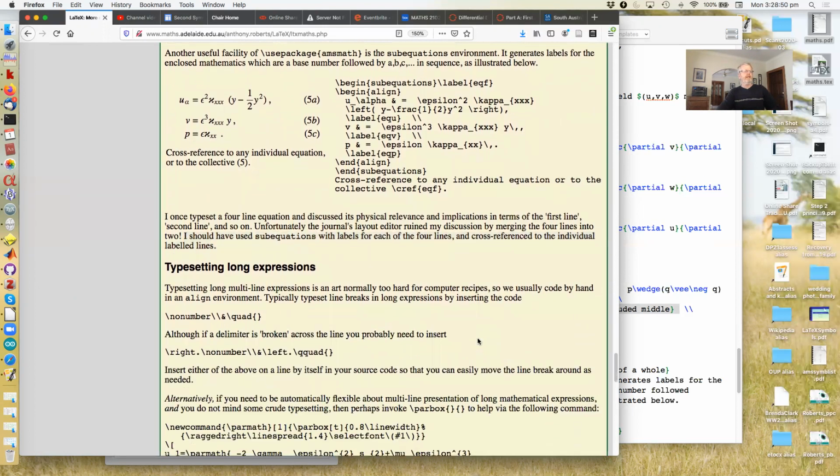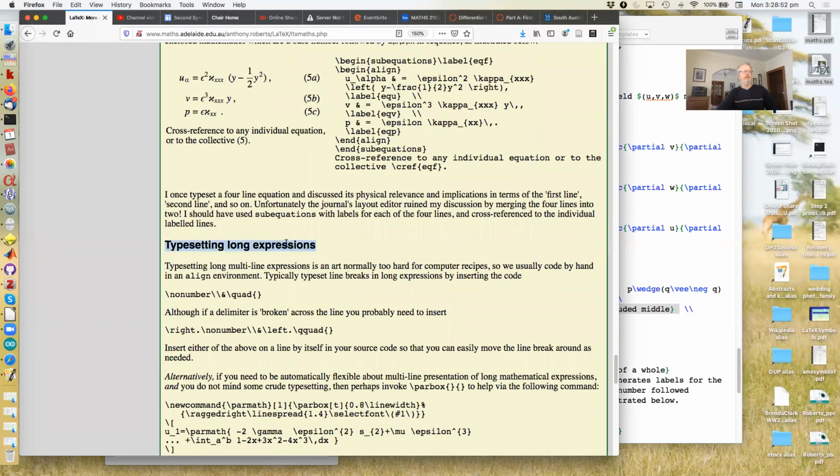What's the last thing to look at? Typesetting long mathematical expressions. It's an art too hard for computer recipes, where you put line breaks in a long expression. Too many possibilities. It depends what you as an author would want to highlight for the reader. What sort of structure is it? So we usually code line breaks by hand in the align environment.